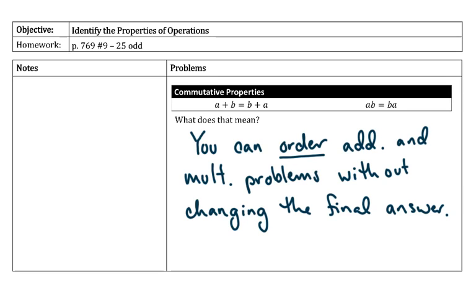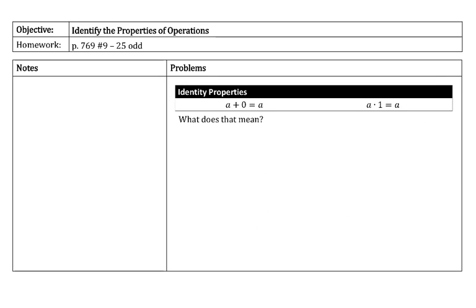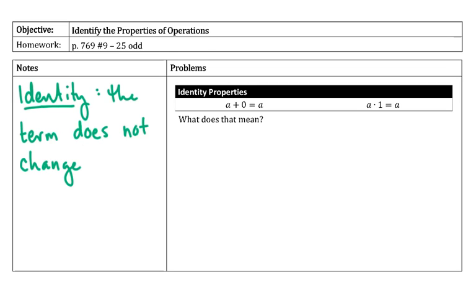All right, moving on, we have identity properties. Identity in mathematics means that something doesn't change. If it helps you remember that, your identity is something that doesn't change. Who you are doesn't change, whether you're in school or at home or at the grocery store, whatever's happening to you, you're still who you are.